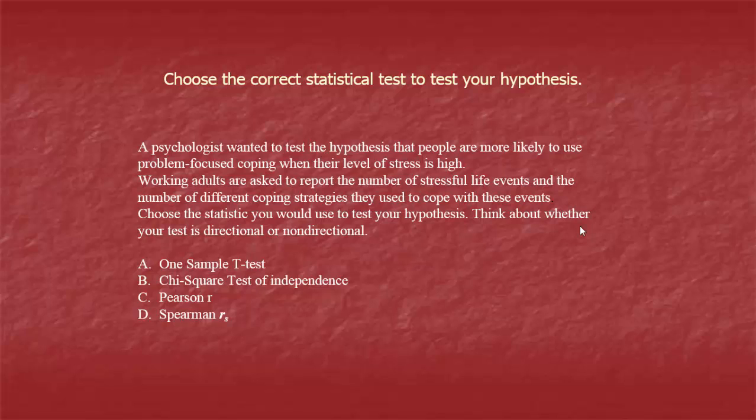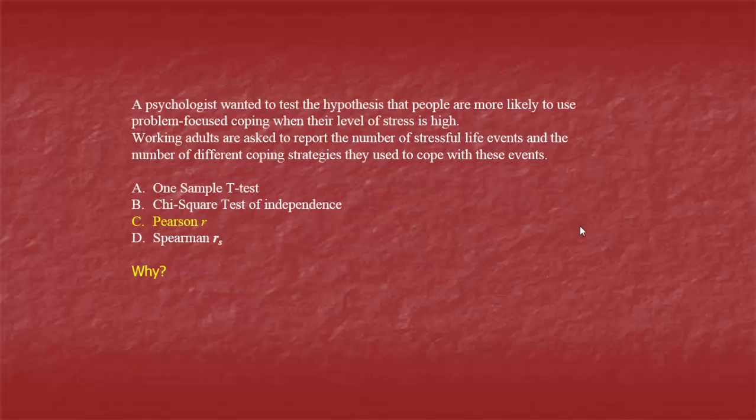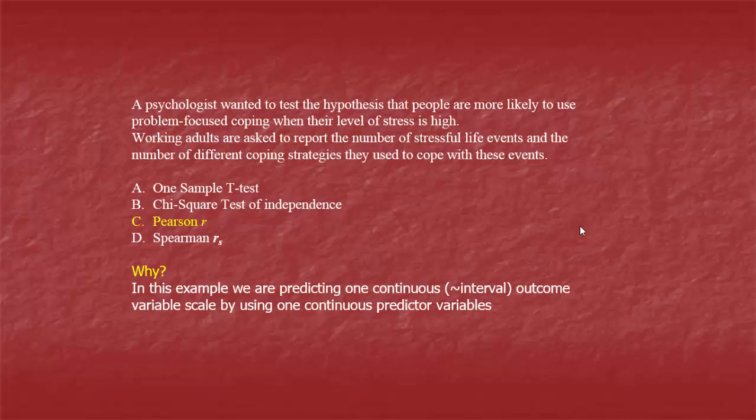So what's the appropriate statistical test? Here it's going to be C, Pearson's r. And I've already tried to describe the thought process behind why. It's because you have two continuous variables and you're looking for a relationship between them. We're predicting one continuous outcome by using one continuous predictor. Or rather, the predictor is level of stress, and the outcome is problem-focused coping.